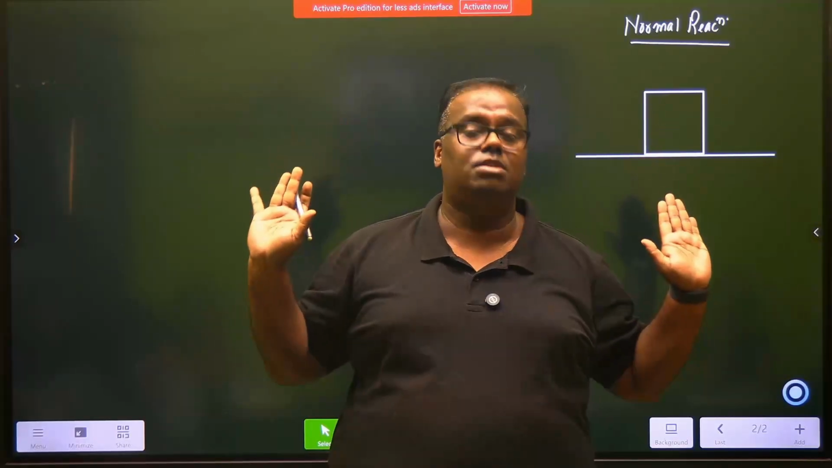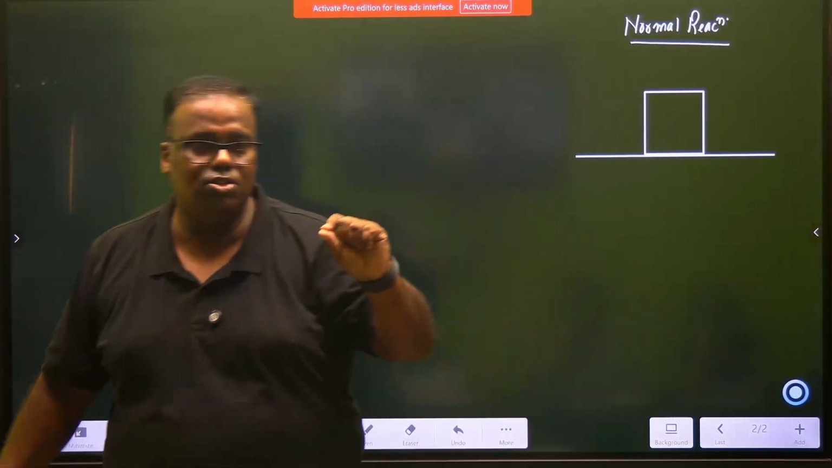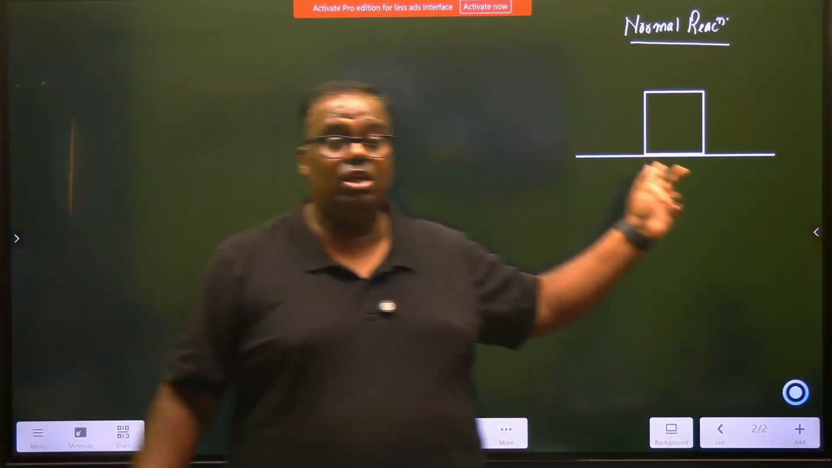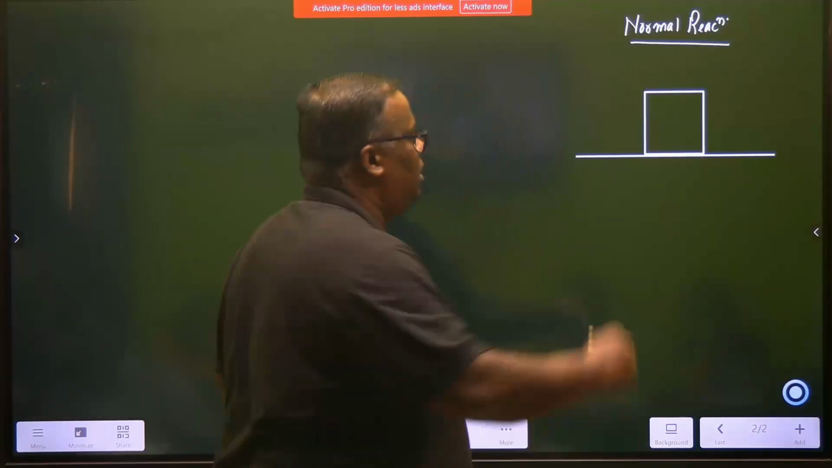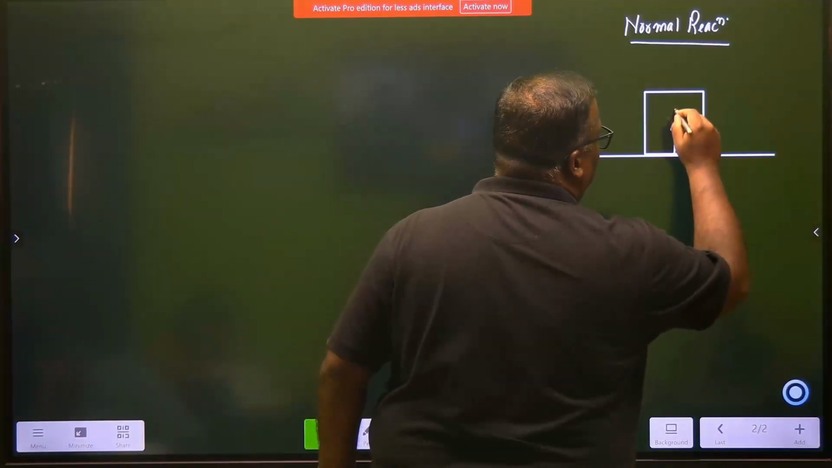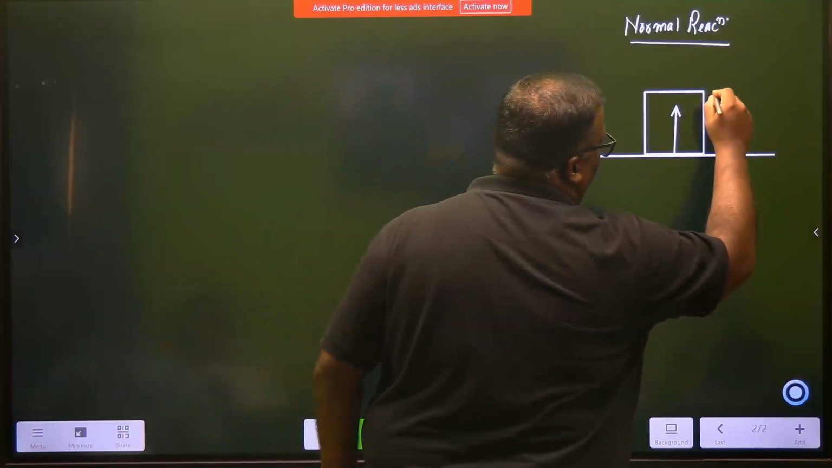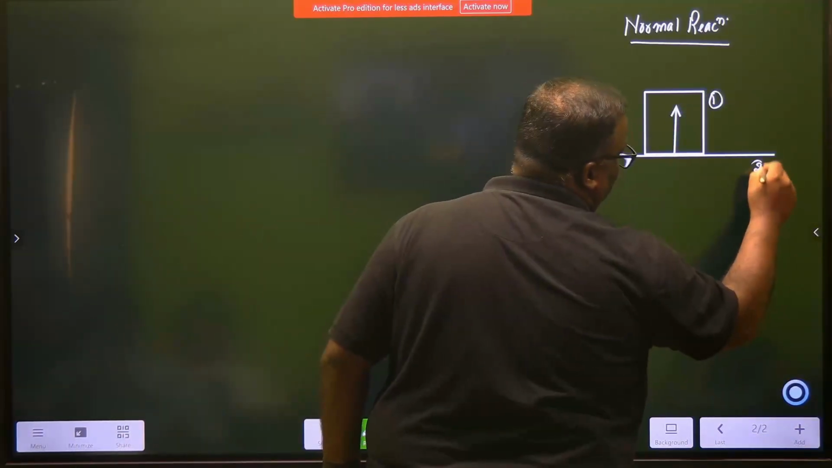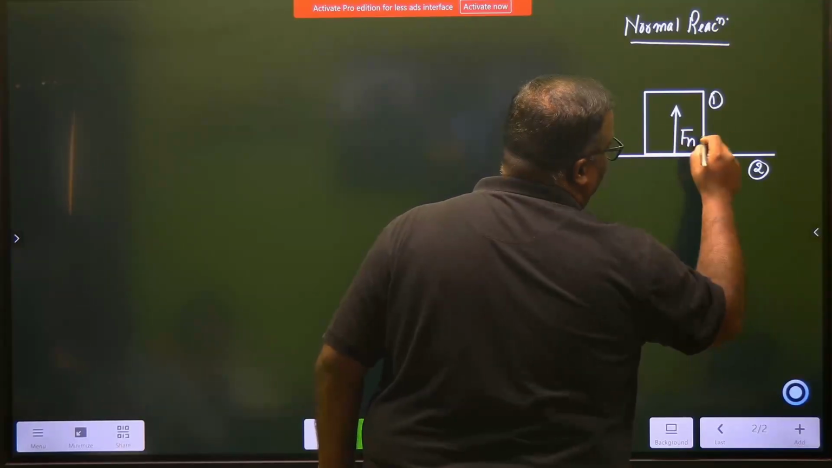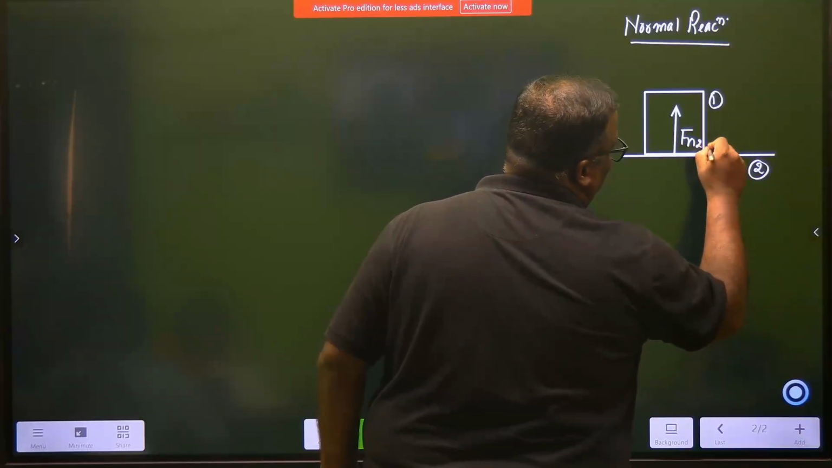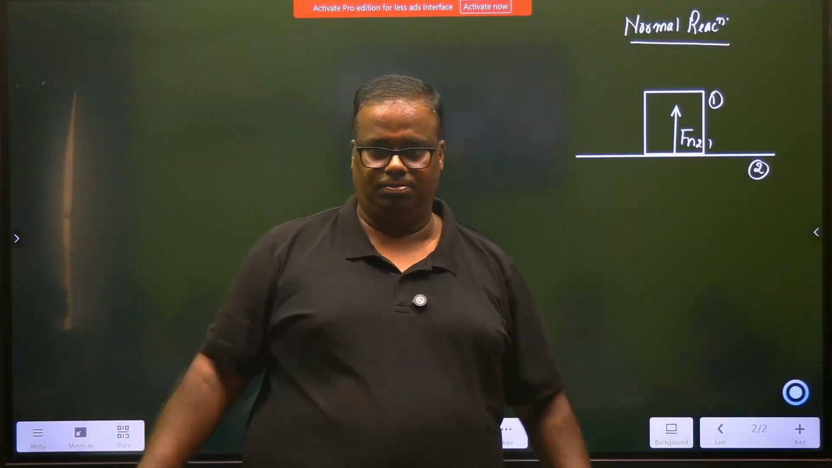Immediately, this horizontal platform will give a normal reaction. Normal reaction is always normal to the surface in contact. So I will have a normal reaction in this manner, and let me name this body as say 1 and this body as 2. I call this force Fn, and I call this F_N21, meaning normal reaction exerted by 2 on 1.